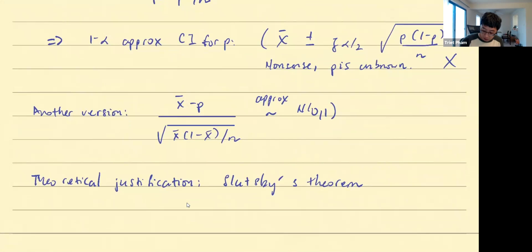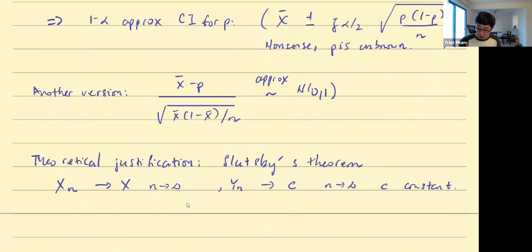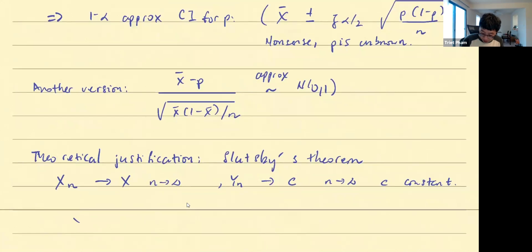Slutsky's theorem says this: if you have two sequences of random variables, the first sequence converges to some random variable X, and the second sequence converges to some constant C. It's very, very important that C is a constant here. Otherwise, it won't work. But if you have this, then the ratio will converge to this ratio.